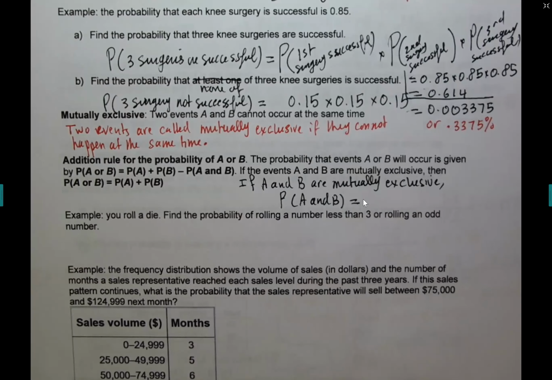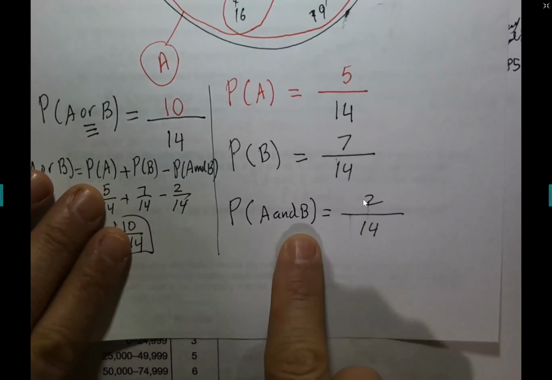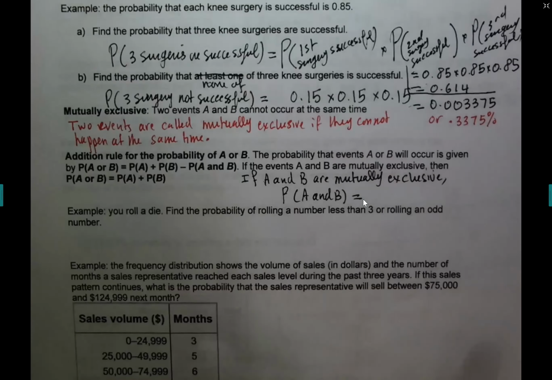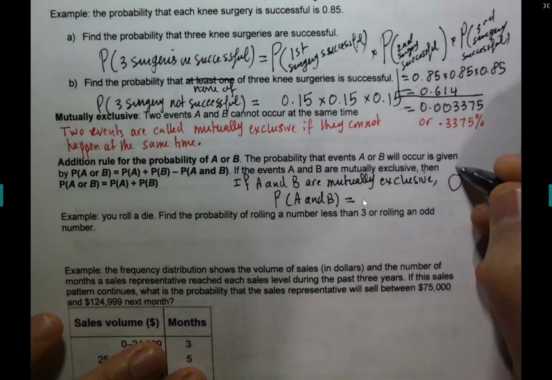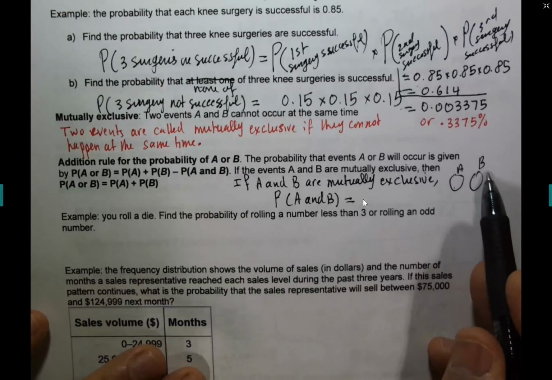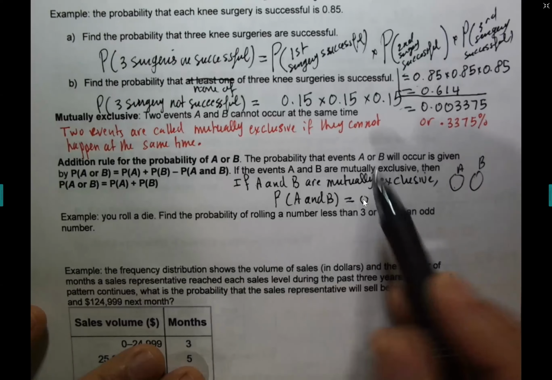A or B? It will be 0. When two events are mutually exclusive, guys, the probability that the two events happen, they have nothing in common. Because when we do A and B, look here, guys. When I did A and B, I looked for the intersection. But when they don't have intersection, it will be like this. This is A, and this is B. And I'm asking you guys to find the probability of A and B where they have nothing in common, so it is 0.